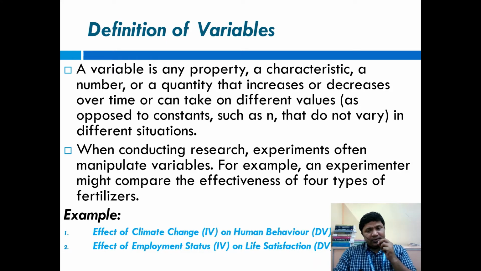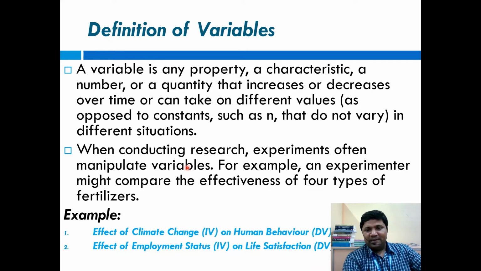If we try to define the concept of variable, how we can define? So simply we can say that a variable is any property, a characteristic, a number or a quantity that increases or decreases over time or can take different values as opposed to constant such as n. Right. In this way, when we are conducting research, experiments often manipulate variables.